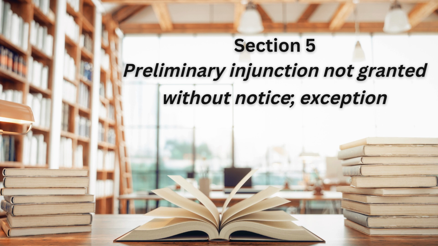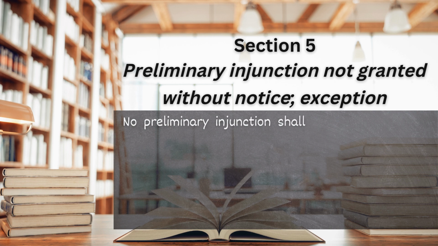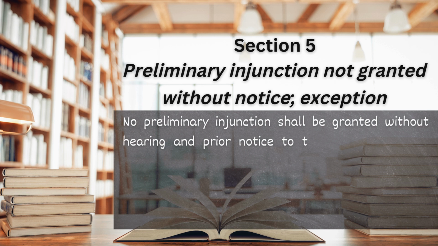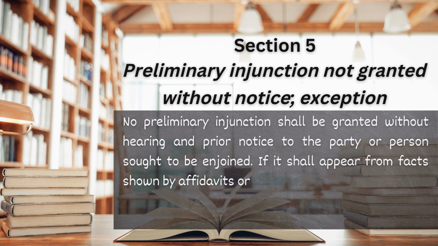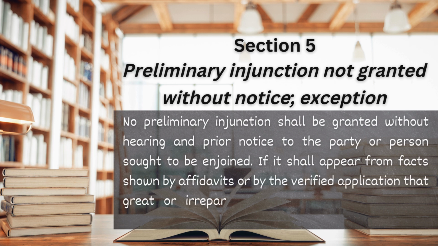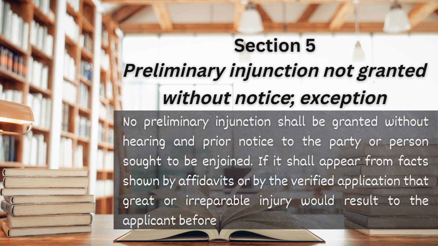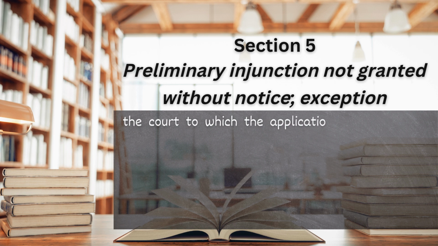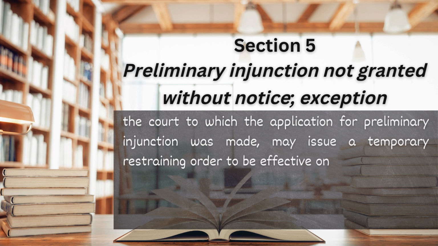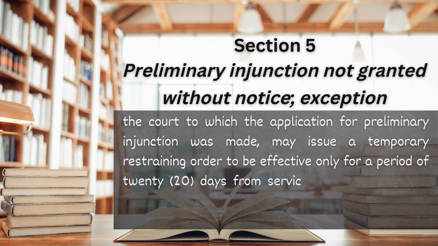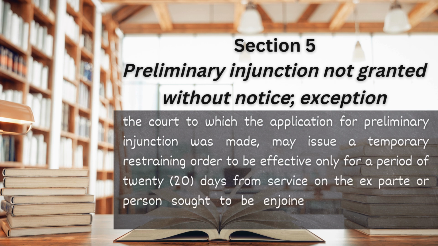Section 5. Preliminary injunction not granted without notice, exception. No preliminary injunction shall be granted without hearing and prior notice to the party or person sought to be enjoined. If it shall appear from facts shown by affidavits or by the verified application that great or irreparable injury would result to the applicant before the matter can be heard on notice, the court to which the application for preliminary injunction was made may issue a temporary restraining order to be effective only for a period of 20 days from service on the person sought to be enjoined, except as herein provided.